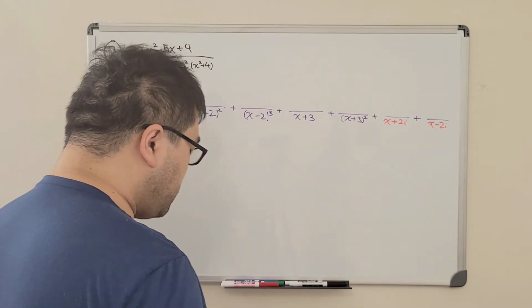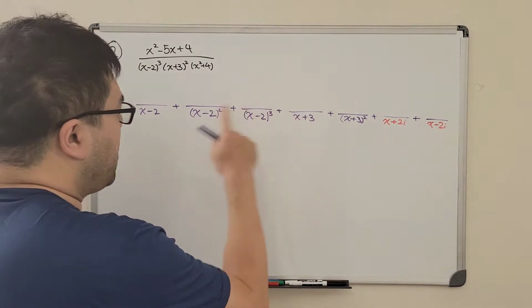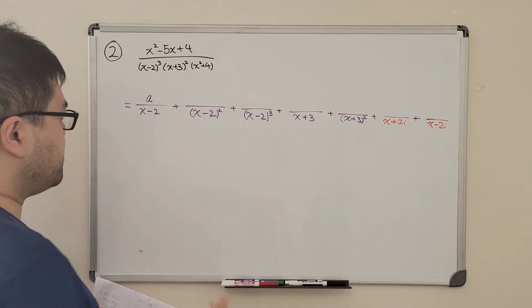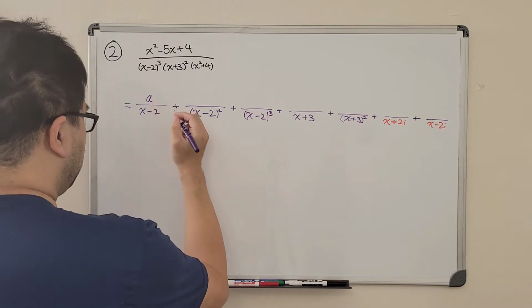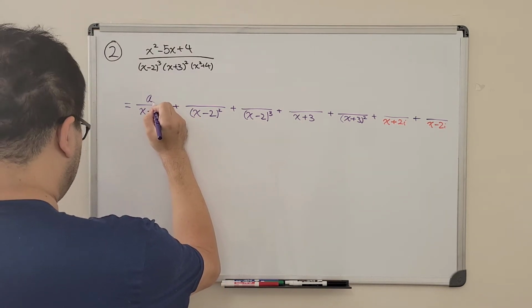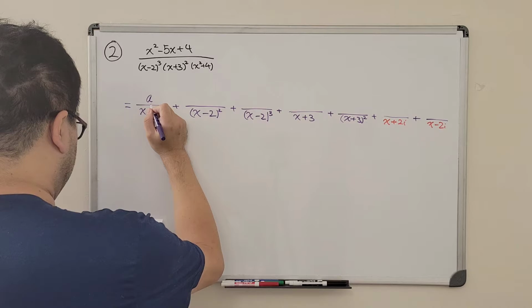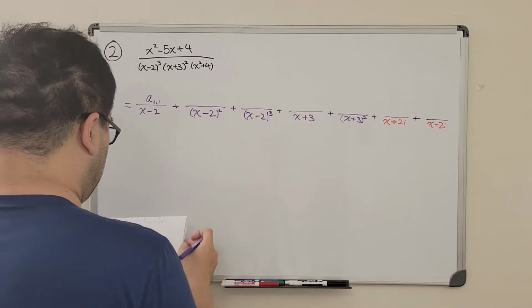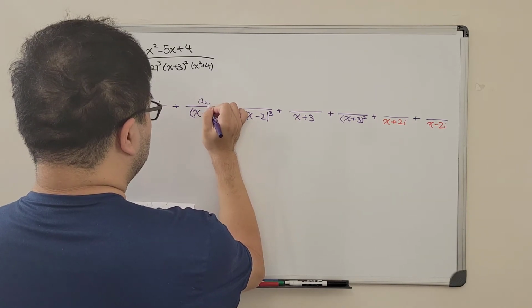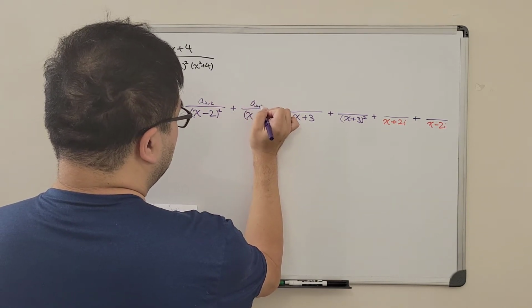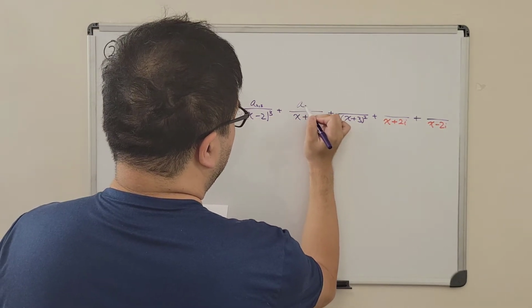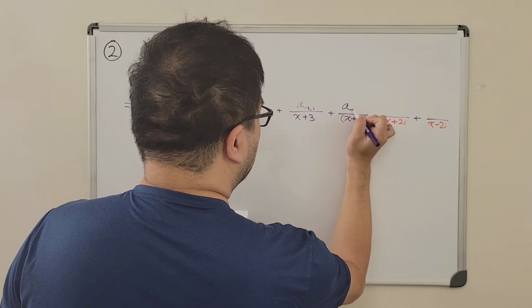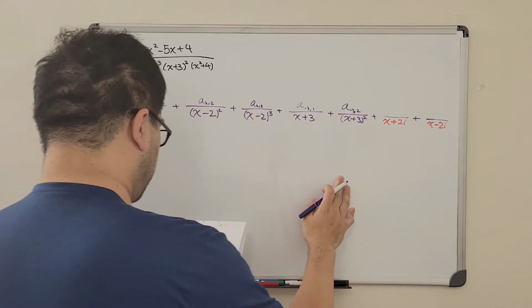So first, let's denote how we write the residue using the general expression, which is a to something comma something. So here we will get a 2 comma 1, and we have a 2 comma 2, a 2 comma 3. So similarly, we get a negative 3 comma 1 and a negative 3 comma 2 right here.